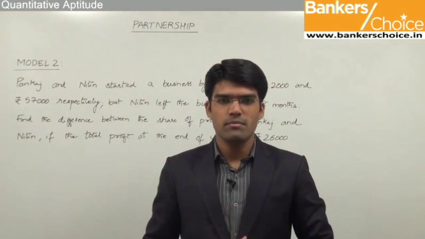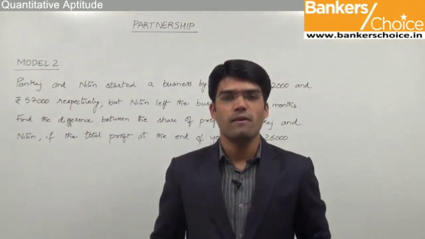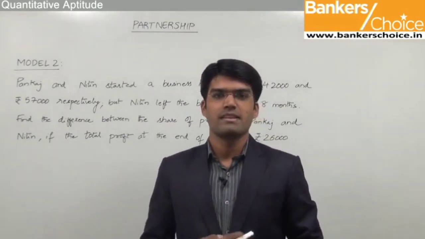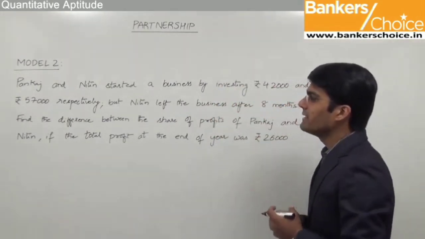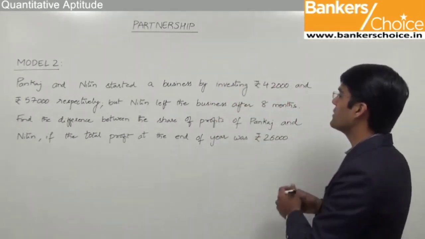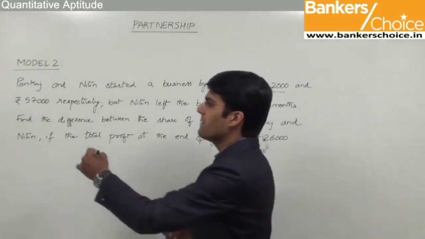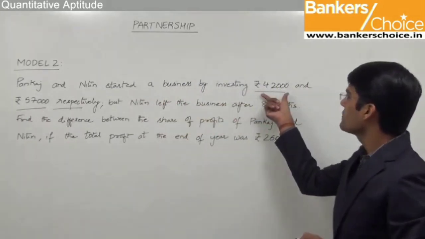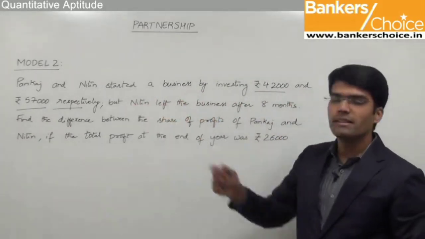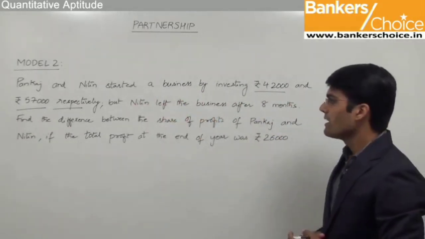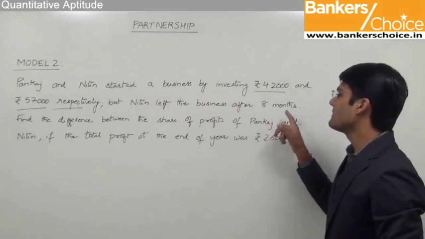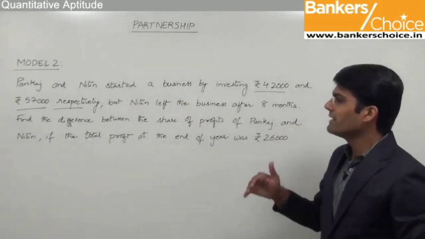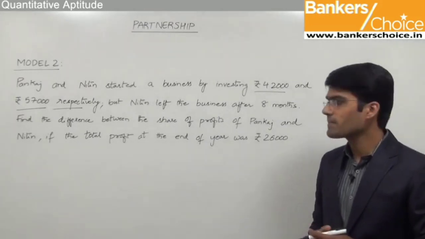Let us now take the second model from partnership, where we are supposed to find out the difference between the share of profits of the two partners. The question here is, Pankaj and Nitin started a business by investing rupees 42,000 and 57,000 respectively. So that means the investment of Pankaj was 42,000 and the investment of Nitin is 57,000. But Nitin left the business after 8 months. So both of them together started the business, but Nitin has left the business after 8 months.